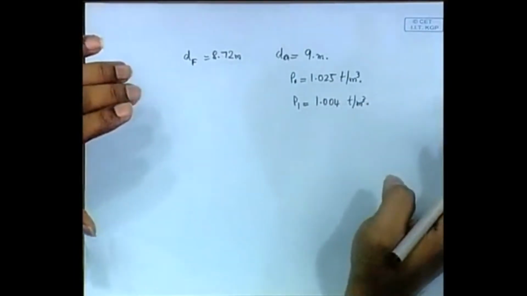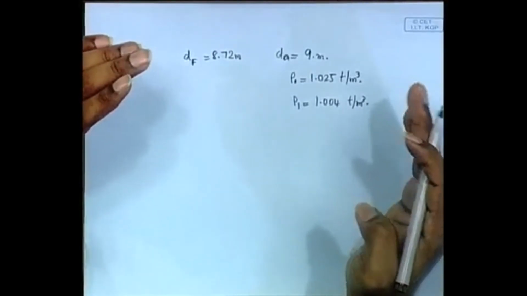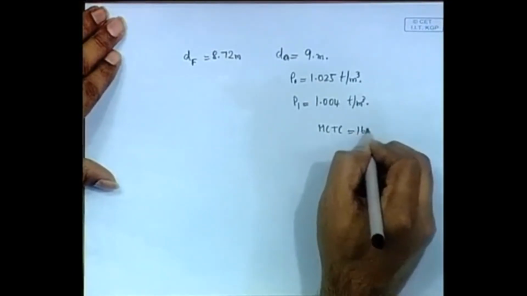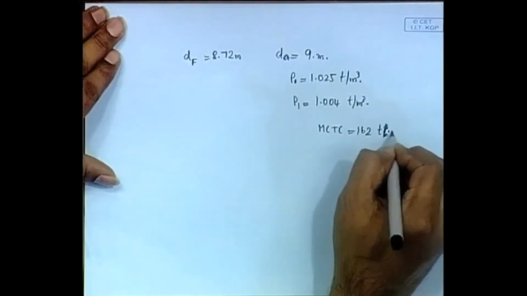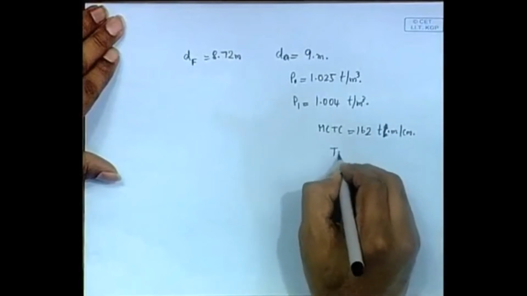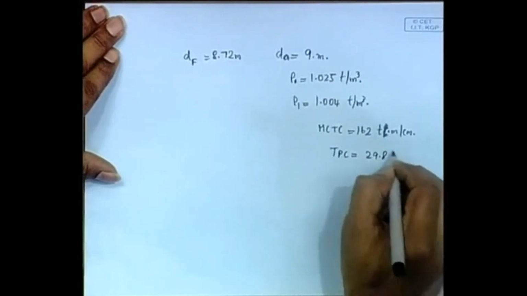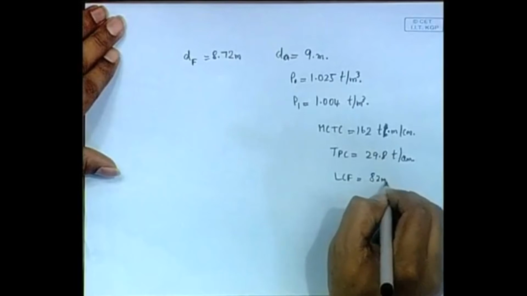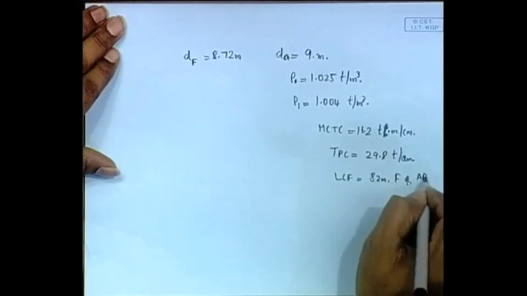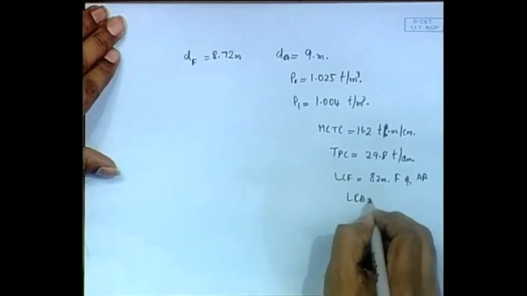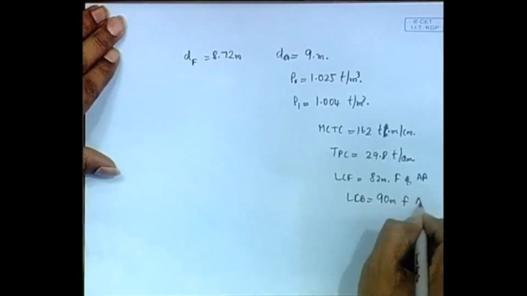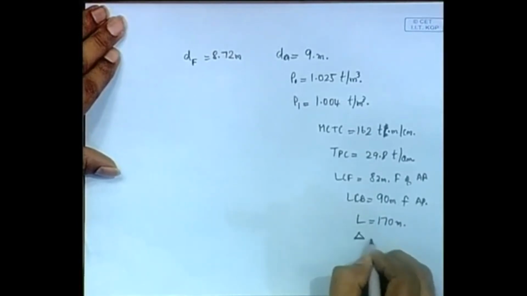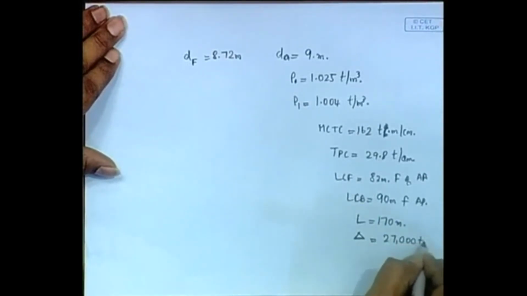Now you are asked to find the draft forward and aft taking account of the change in trim due to the change in density, and you are told MCTC is equal to 162 tons meter per centimeter, TPC equals 29.8 tons per centimeter, LCF is equal to 82 meters forward of AP, LCB equals 90 meters forward of AP, length of the ship is equal to 170 meters, and displacement of the ship is equal to 27,000 tons.